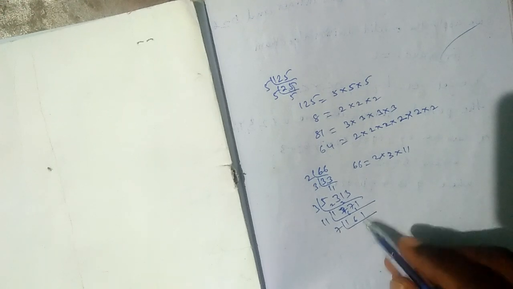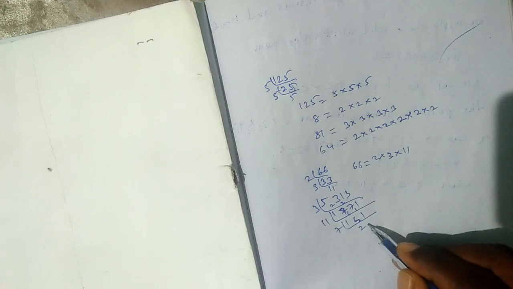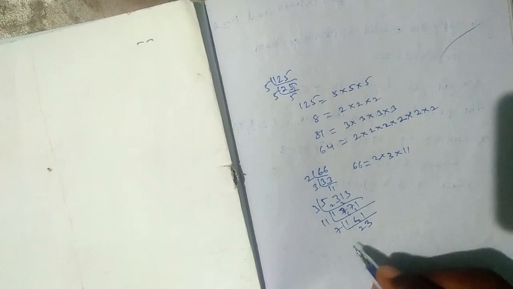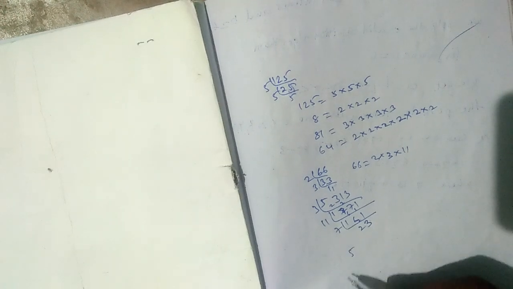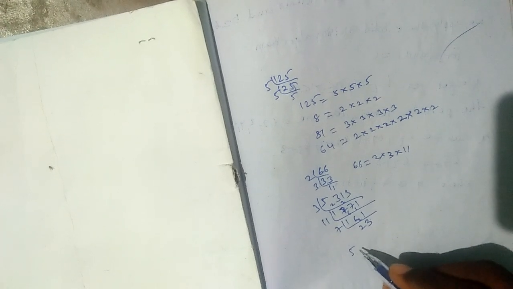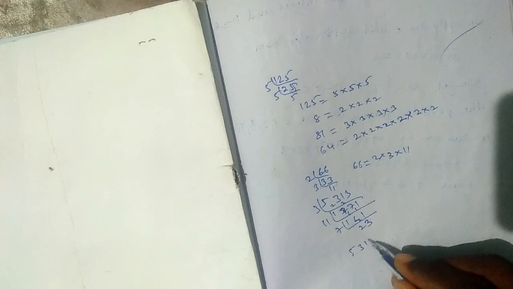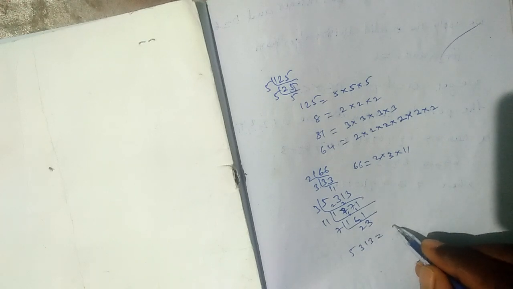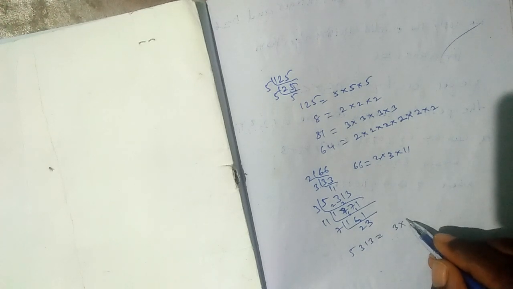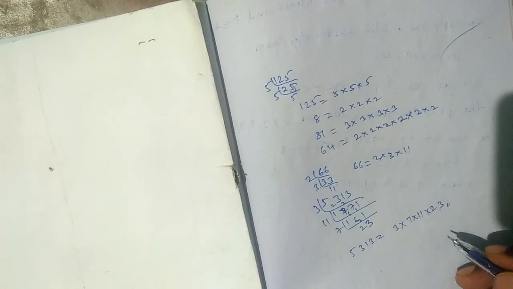Now you take the 7 table, 7 twos are 14, 2 leaves, 7 threes are 21. So 23 is a prime number. How can you express this as a product of prime numbers? 5313 is equal to 3 into 7 into 11 into 23.